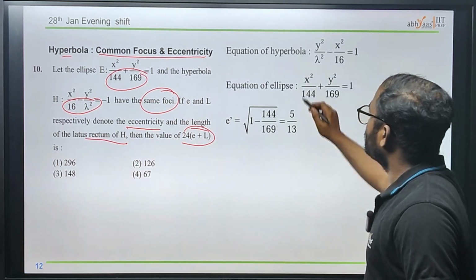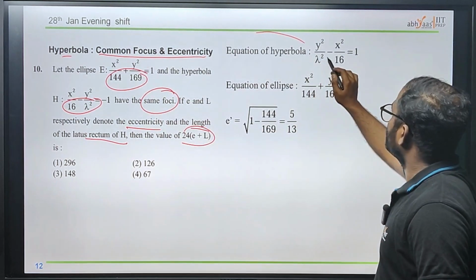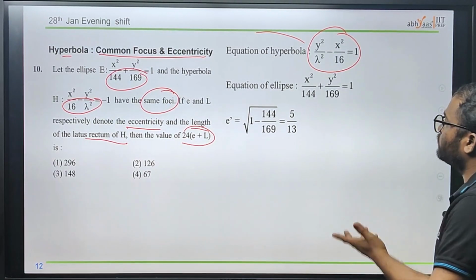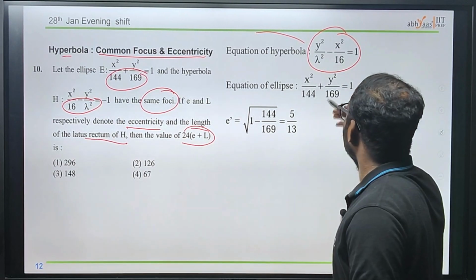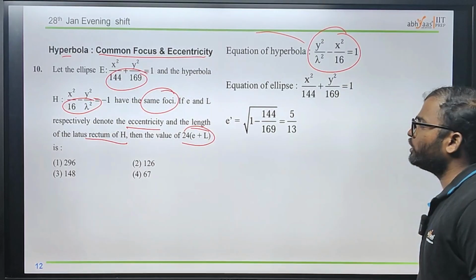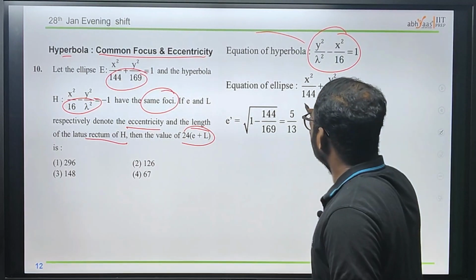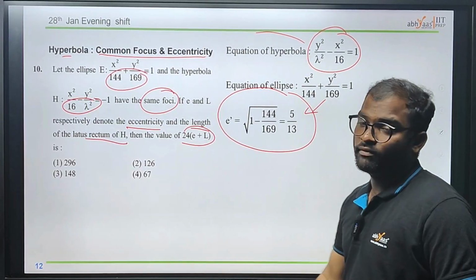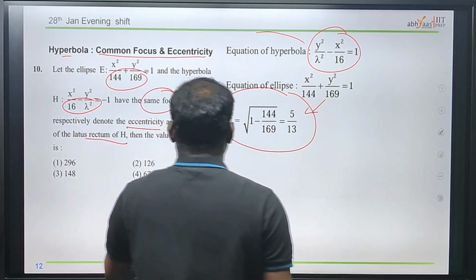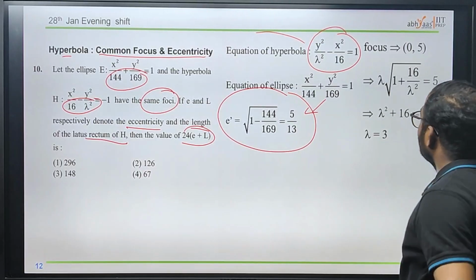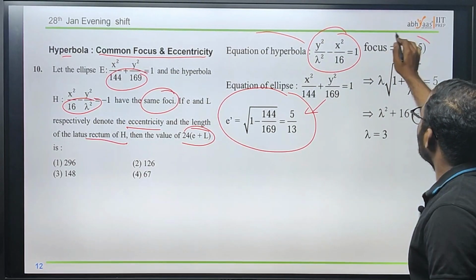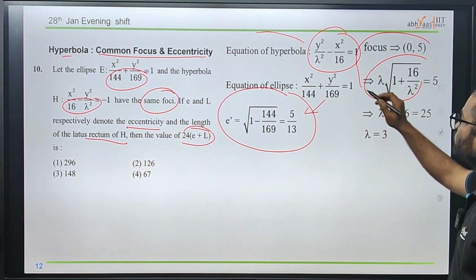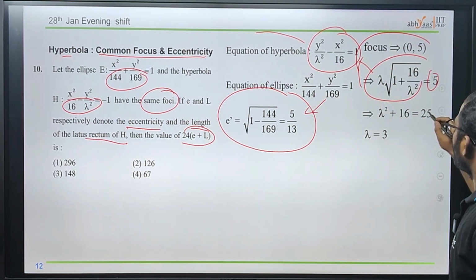Here we have the equation of the hyperbola. We need to check whether it is vertical or horizontal. Just for here, I wrote it as the vertical situation, in order to compare with them. Now finding the eccentricity of this one, we got 5 by 13. Next, the focus will be this one, and the eccentricity will be written like this, which gives lambda equal to 3.